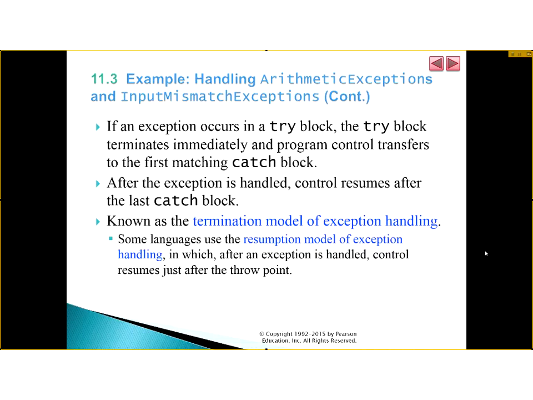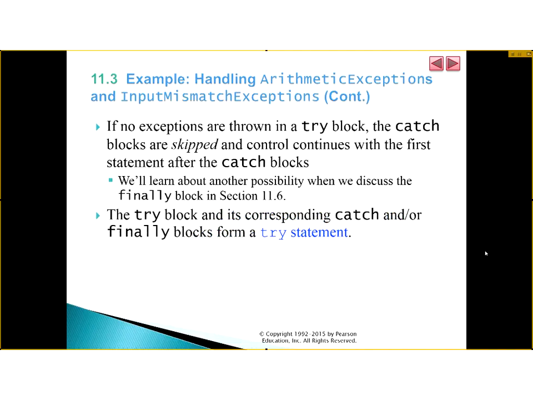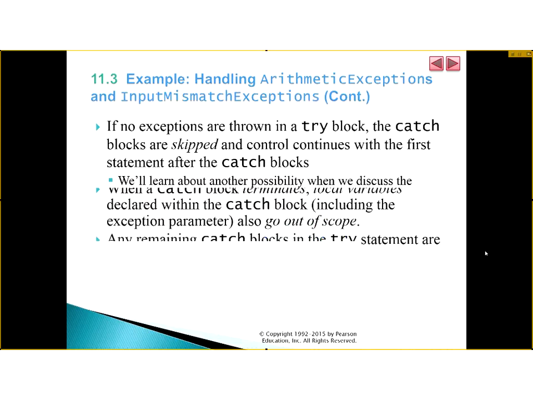If an exception occurs in the try block, it terminates immediately and transfers control to the first matching catch block. After the catch block is handled, control resumes after the last catch block. It does not go back and retry the lines of code that it skipped. If no exceptions are thrown in the try block, the catch block is skipped, and finally always runs. We're going to learn about finally here in a little bit. Finally is where you would actually clean up resources, and it has code in it that you want to always run whether an exception is thrown or not.